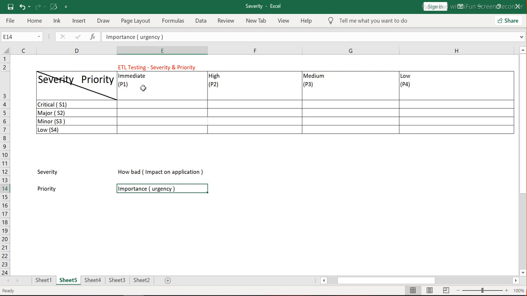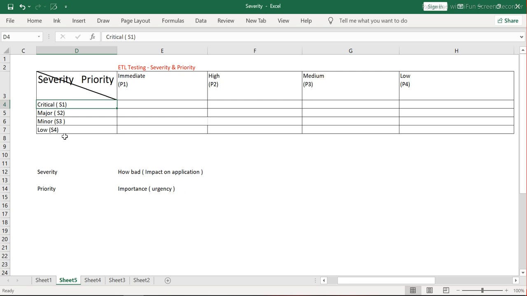So P1 is the highest one, which means it needs immediate attention. It is the highest priority. And P4 is the low one, right? Similarly, for severity, as I say, critical is the one, S1, and S4 is the low one. Okay. Now guys, hopefully you are able to understand it, and now we will look at an example of each of these so that it will be very, very clear to you.